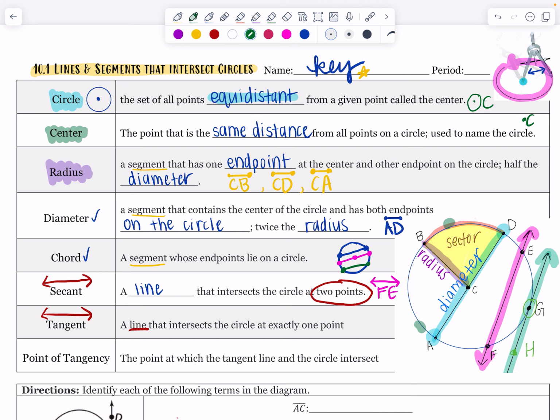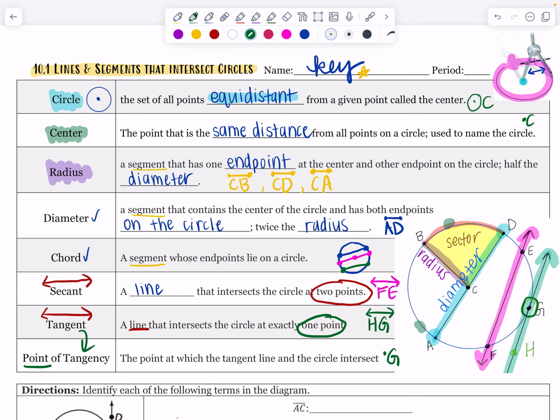A tangent is going to be a line that intersects the circle at 1 point. So which one is our tangent line? HG is our tangent line. It only touches the circle once, and it touches this circle at point G, which is called our point of tangency. That's where it touches it. The point at which the tangent line and the circle intersect is going to be called our point of tangency.